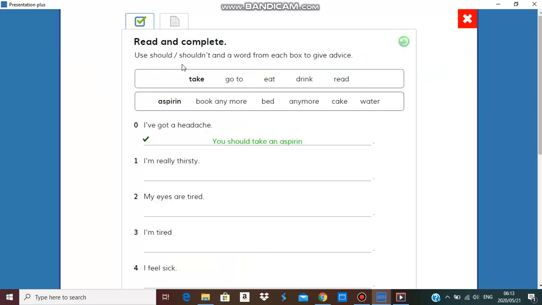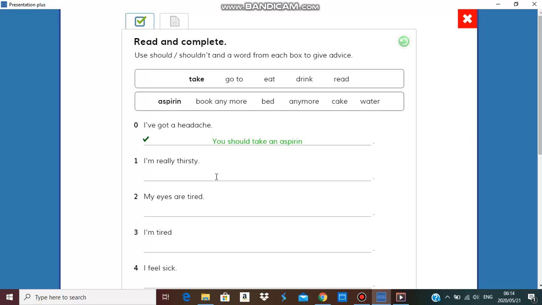Use should or shouldn't and a word from each box to give advice. So the first one is: I've got a headache. You should take an aspirin. So we took one from the first box, one from the second box.